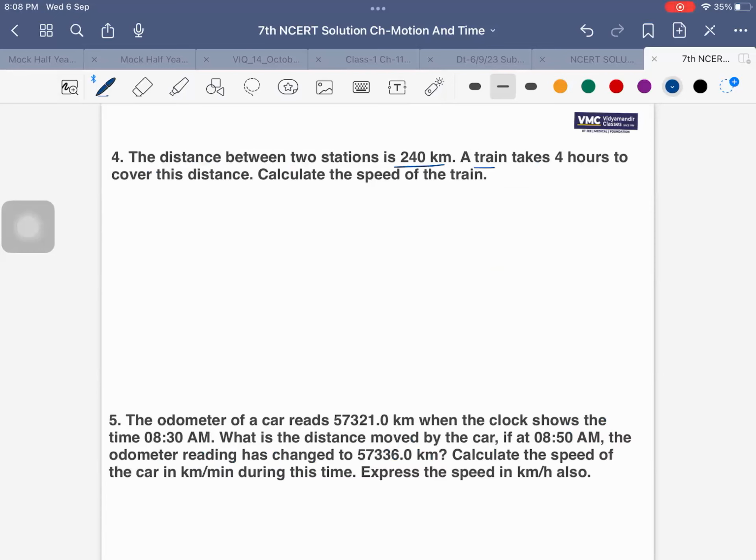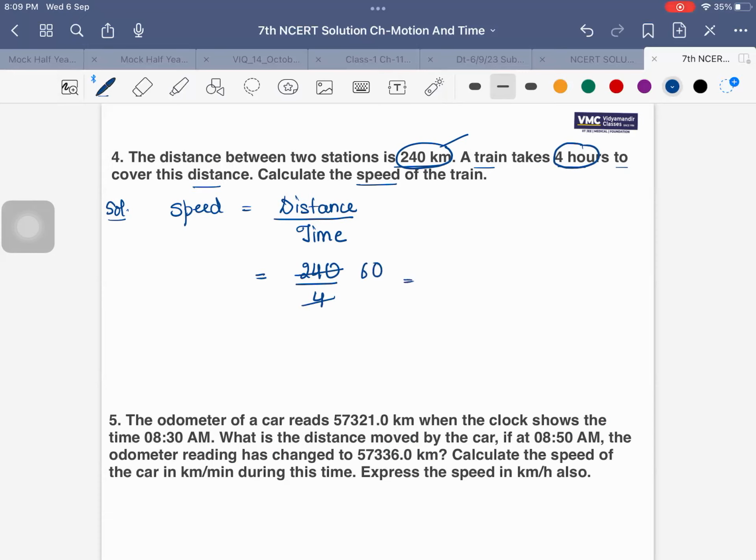A train takes 4 hours to cover this distance. Calculate the speed. So the solution is, the formula for the speed is distance over time. So distance is 240 and time is 4 hours. This is the distance and this is the time. So when we cancel it out, we get 60 kilometer per hour. This is the answer.